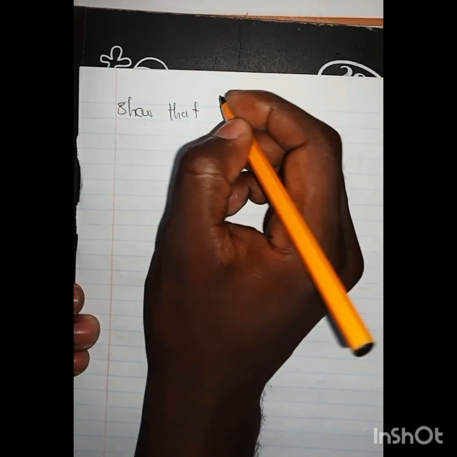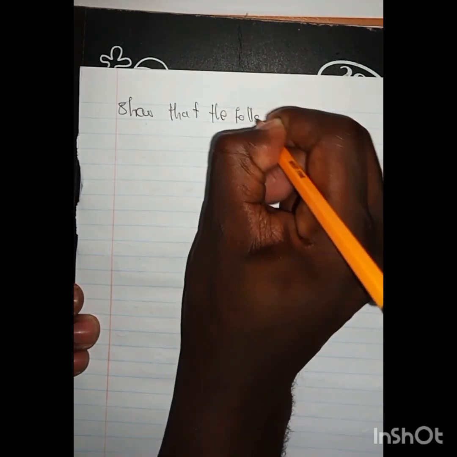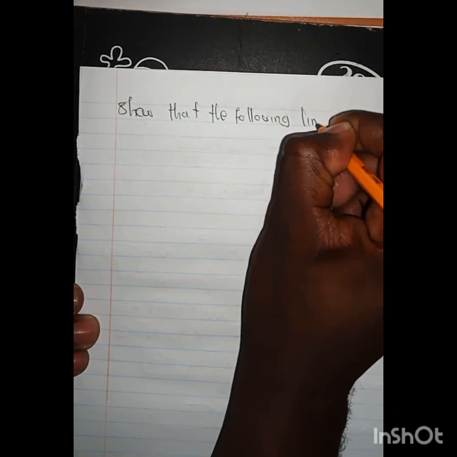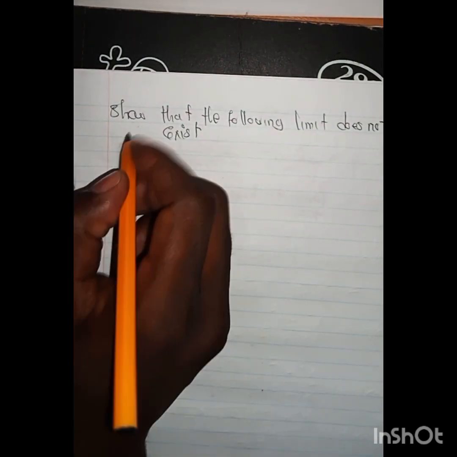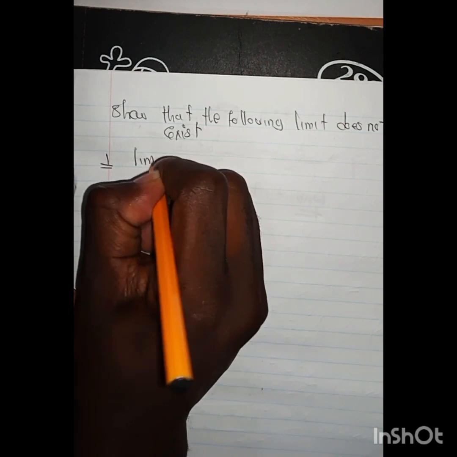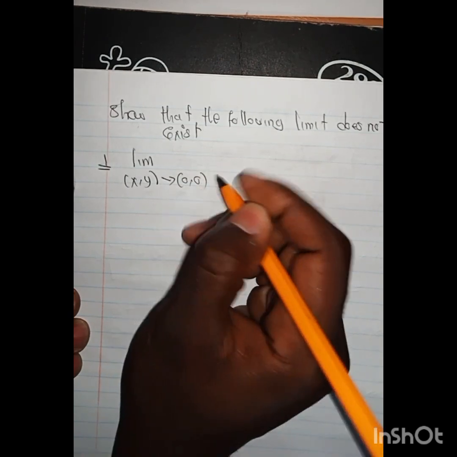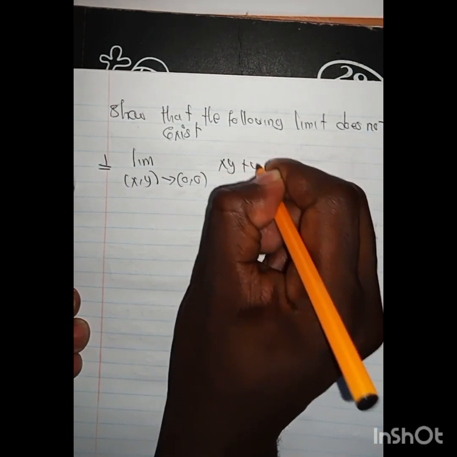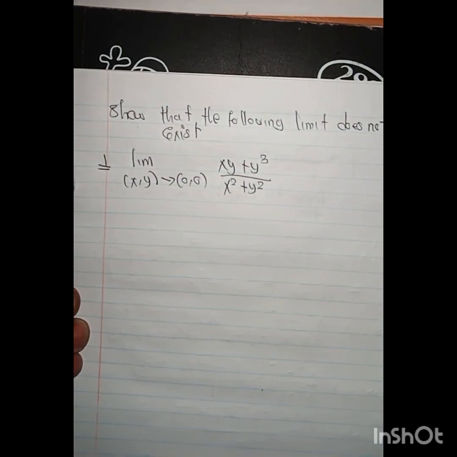Show that the following limit does not exist. We have the limit as x and y approach the origin of (xy + y cubed) over (x squared + y squared). We are told that the limit does not exist.